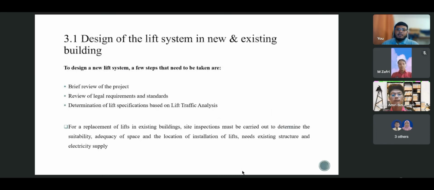Okay, 3.1, design of the lift system in new and existing buildings. To design a new lift system, a few steps that need to be taken are brief review of the project, review of legal requirements and standards, determination of lift specification based on lift traffic analysis. For replacement of lift in existing building, site inspection must be carried out to determine the suitability, adequacy of space, and the location of installation of lift. Needs existing structure and electricity supply.